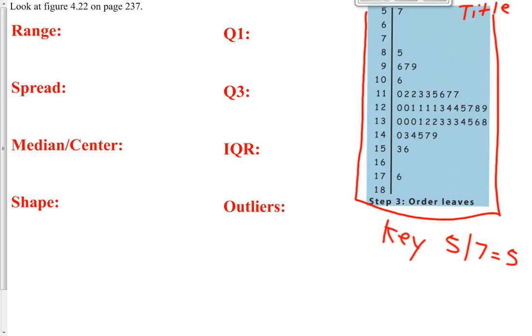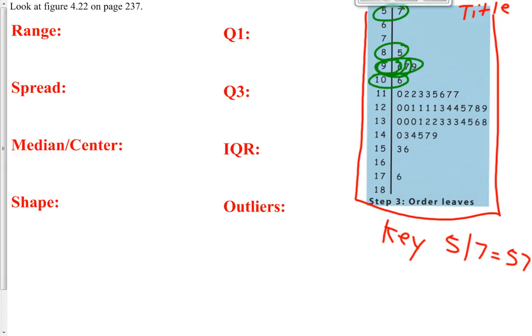5-7 means it's the number 57. You could say 5-7 equals 5.7, or maybe 5-7 equals 5,700. You've got to let your reader know what these numbers mean, and the only way they'll know is if you write a key. So for our problem, let's say 5-7 equals 57. So this is 57, this is 85, this is 96, this is 97, here's 99, 106. Hopefully you get the idea.